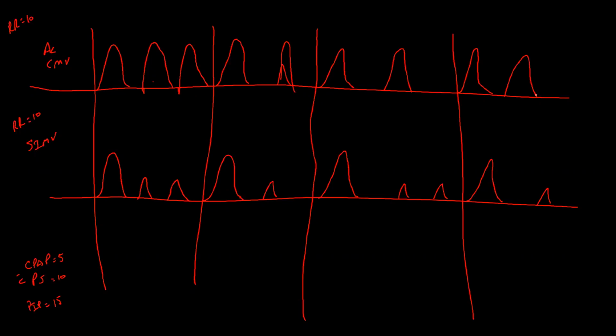Now, I know with the assist control, you have your negative when the patient triggers the breath and it goes into the mode. But with the SIMV, they're not getting the volume. I mean, why is it smaller? Okay, that's because, let me write this out up here.